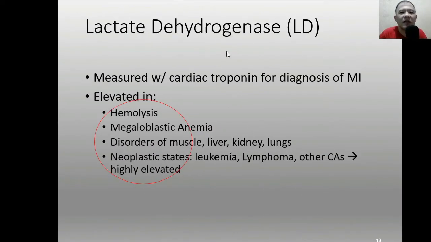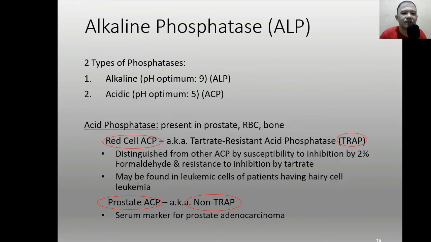We knew this already, that it must be in correlation with the cardiac troponin for the diagnosis of MI, and this enzyme is elevated in these cases as well: hemolysis, megaloblastic anemia, disorders of the liver, kidney, anywhere, because it has a lot of sources.